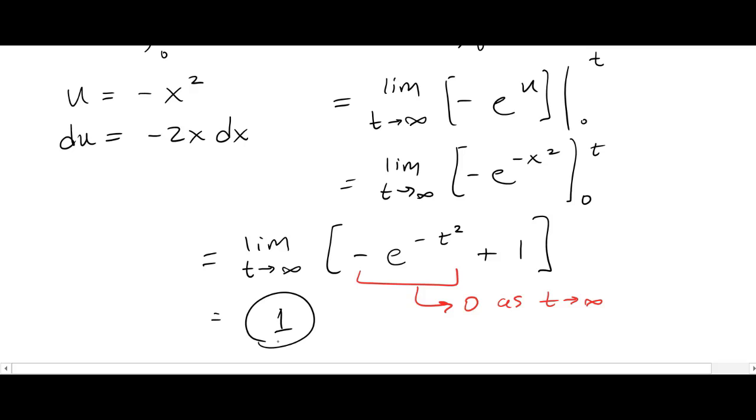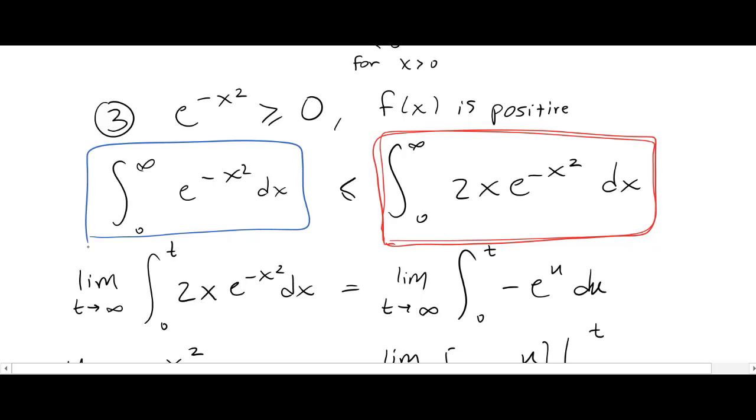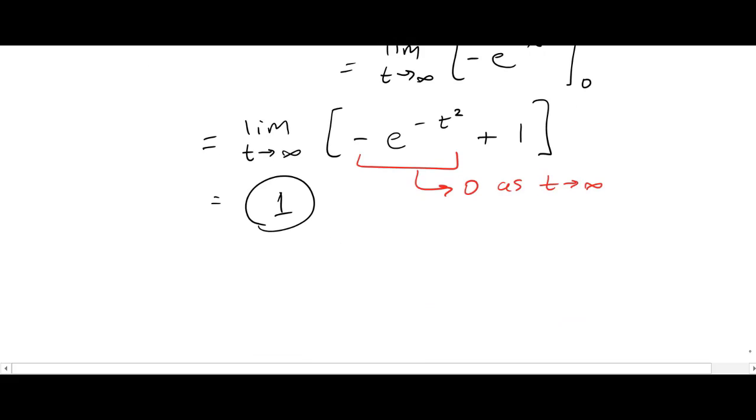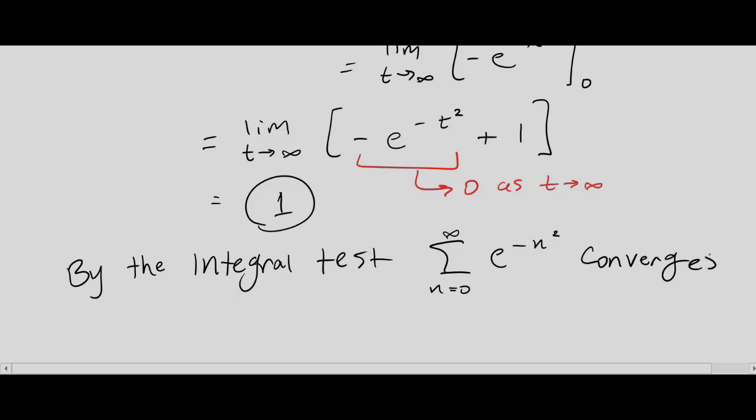So since this integral in red converges, that means that this integral on the left-hand side also converges, since it's smaller than this convergent integral. So by the integral test, the series n equals 0 to infinity of e to the negative n squared converges.